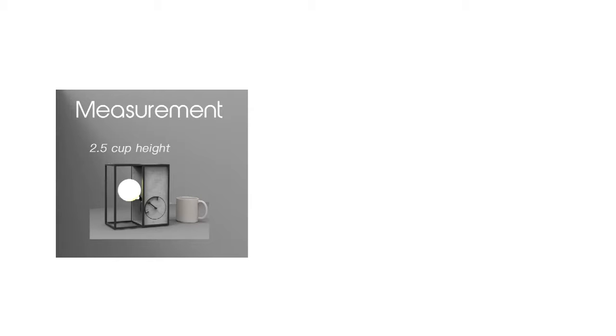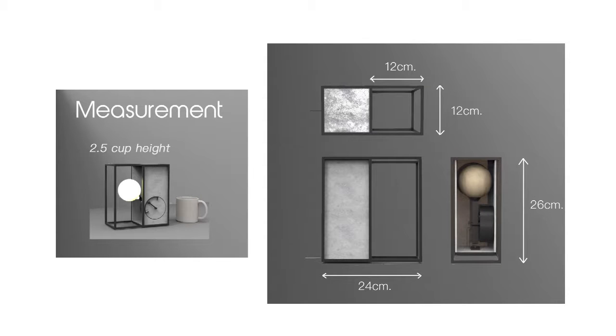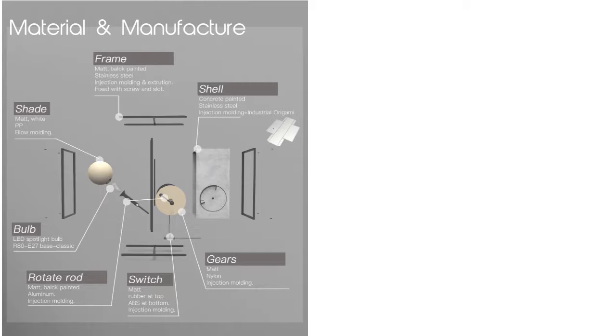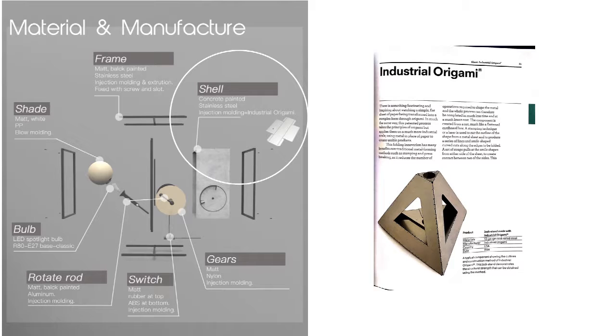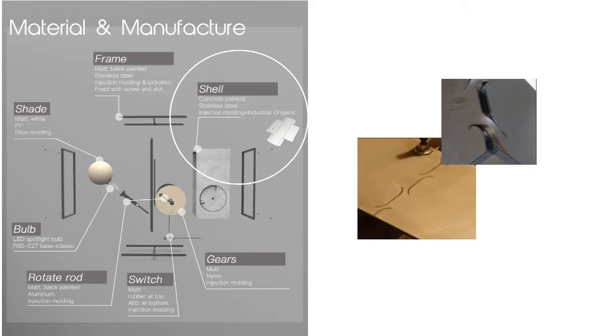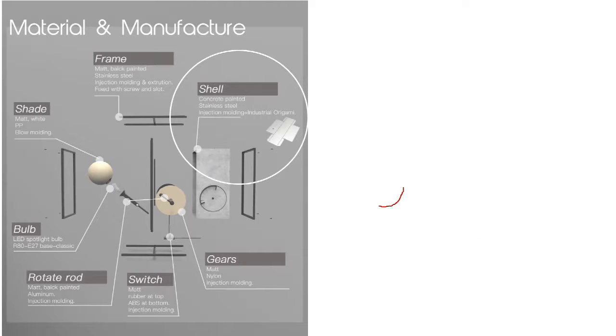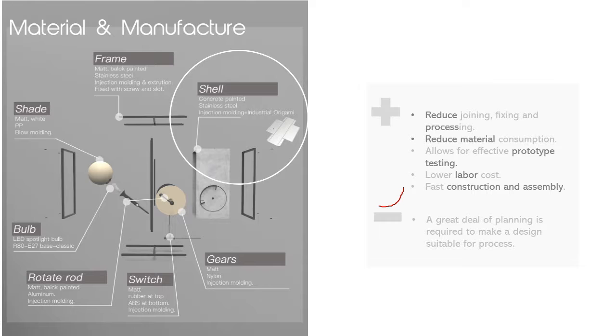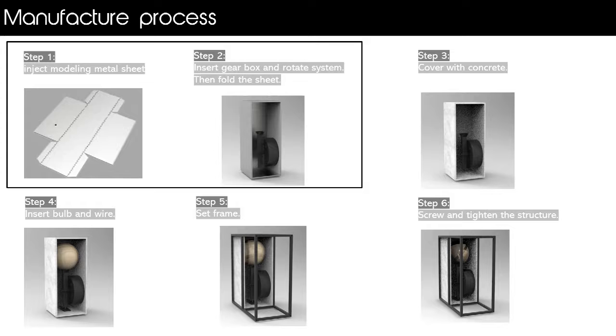Here are the measurements of this design. These are the data. This picture is in poster 2, so in this video I only want to cover the shell part, the concrete shell. This part is made of industrial origami, and this pattern uses the smile shape to enable folding. Here are the advantages. It can reduce joining, fixing, and processing. So how do I use this manufacturing in my design? It is mainly used in step 1 and step 2. I no longer need to use injection molding to make the shape of the outer shell.